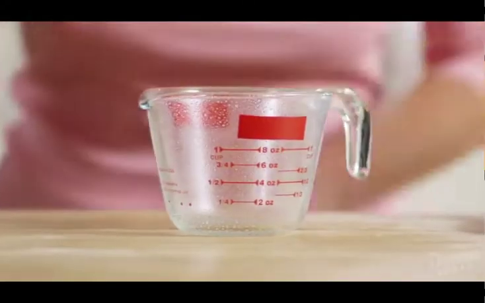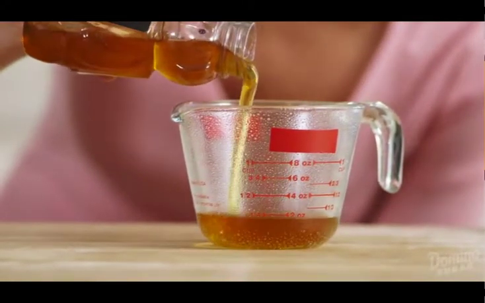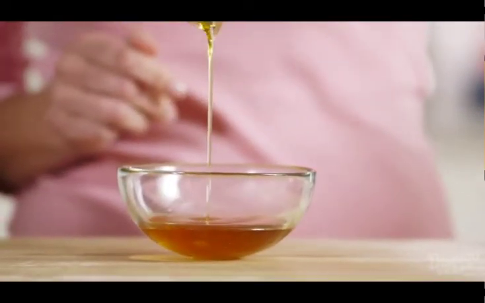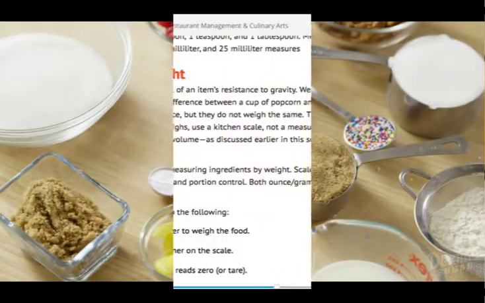What about measuring sticky ingredients like honey, syrup, or molasses? First, spray the inside of your measuring cup with a little bit of nonstick cooking spray. Then measure directly into the cup and watch how it slides right out. The more precise you're measuring, the better your baking results. Now go make some perfect baked goods.